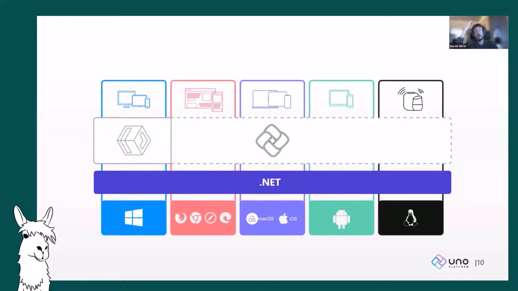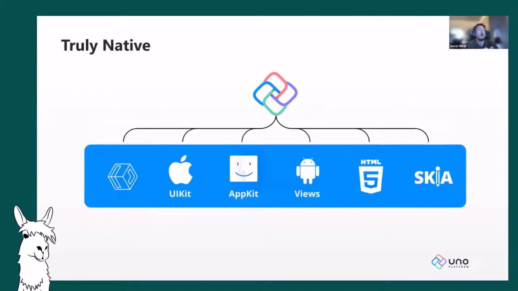So to say a bit more about what that means, Uno is not only bringing your application code to every platform, but it's also creating a native application on every platform. So we're tapping into the native UI framework on each platform. On iOS, we're using UIKit. On Android, we're using Android Views. In the browser, we're creating native elements in the DOM.